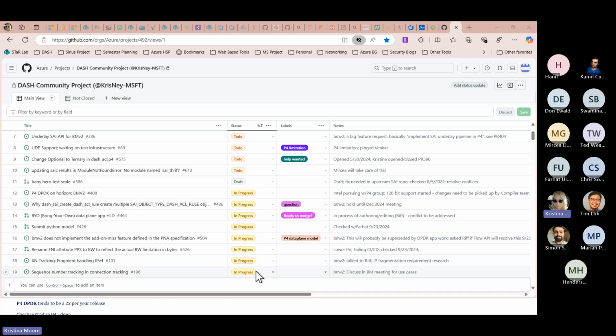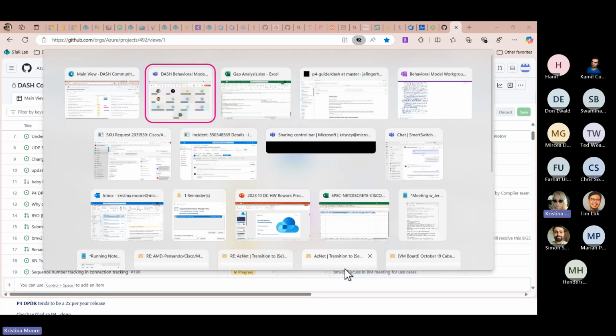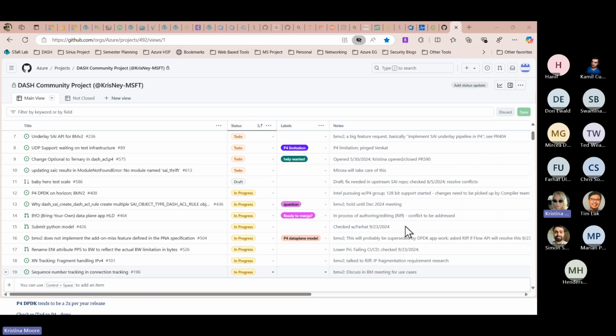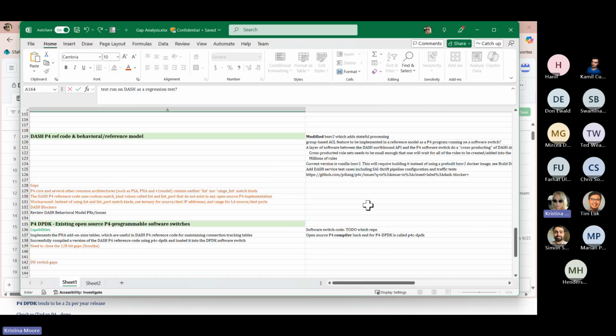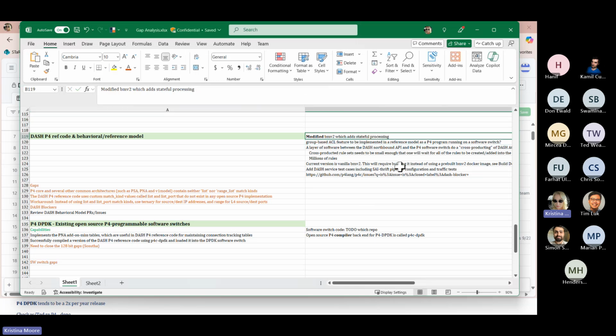Well, trying to do what we're trying to do with the stateful is just different, with all the scale and the stateful processing and all the tracking. It's just difficult.